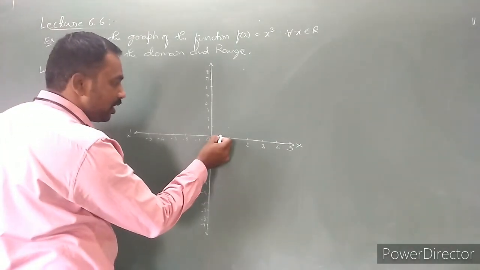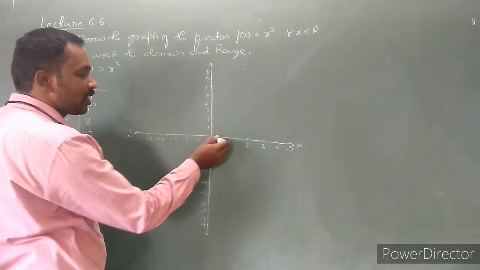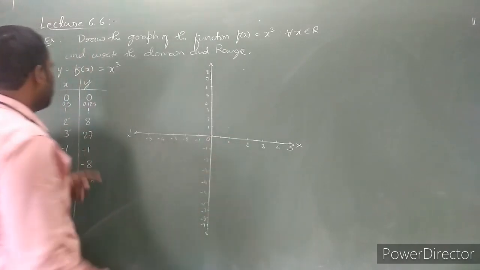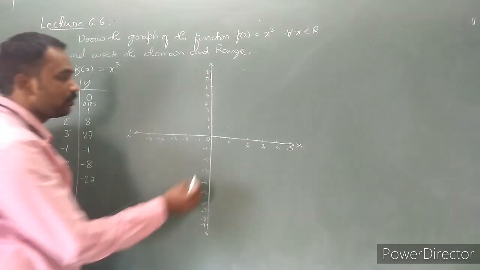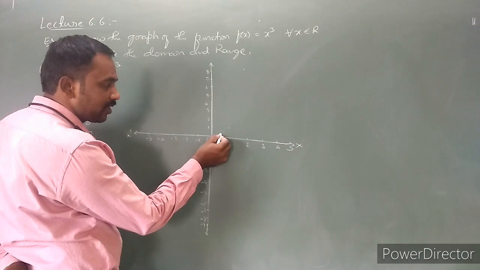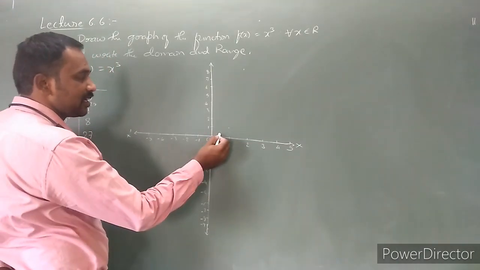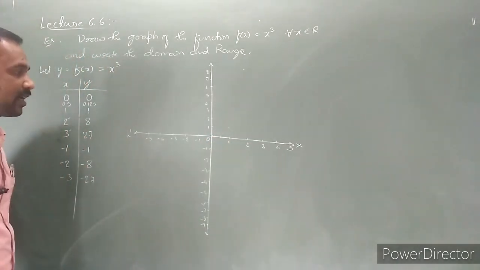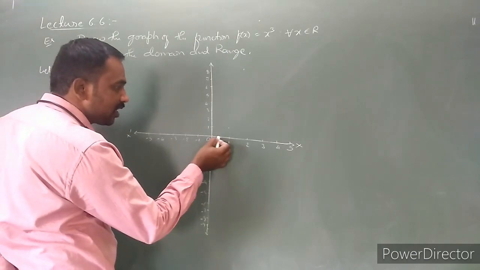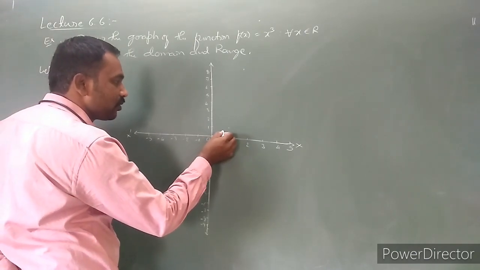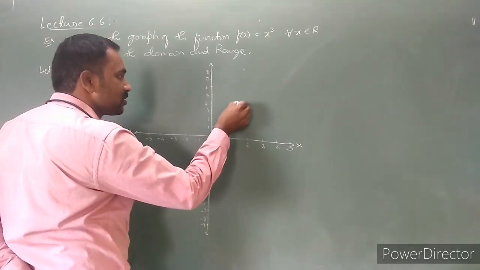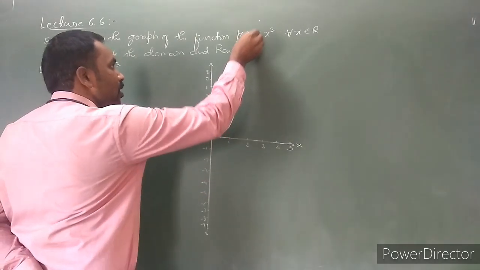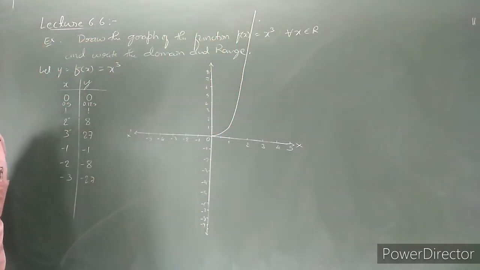Now, what about the smaller values? What are the smaller values? 0.5. The cube of 0.5 is 0.125, very close to the x-axis. Here is the point. So each and every real number has an image. Therefore, the graph of the function goes like this. These are the positive values.